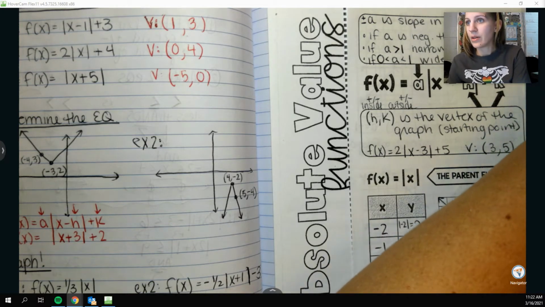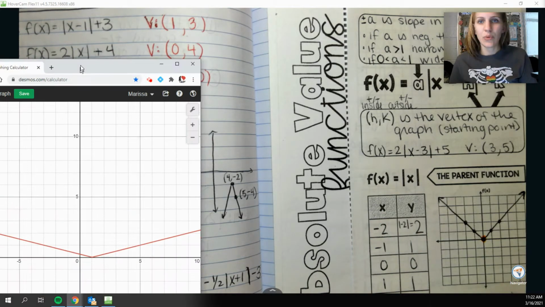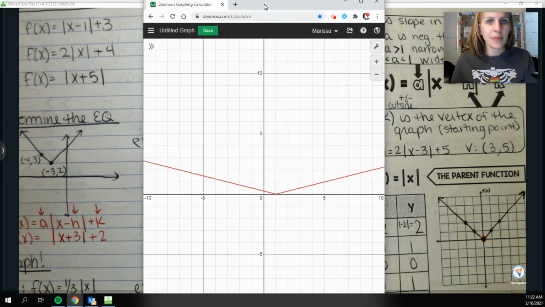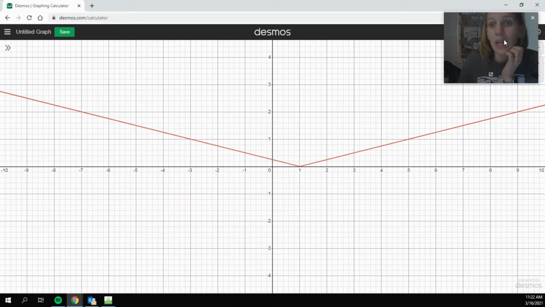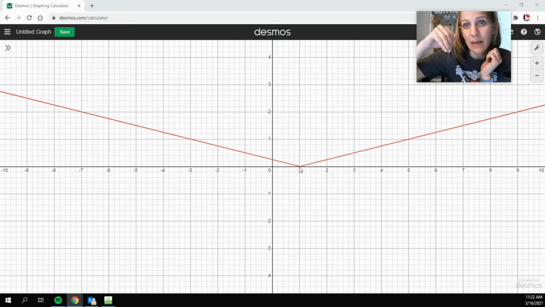Sorry. Like a graph like this. Now with that one, it's not going to necessarily put the point on there for you. So you've got to look for that V, and I can see that right here, it's at 1, 0. So I would put inside the absolute value, x minus 1, and then plus 0 on the outside, or just not put anything.